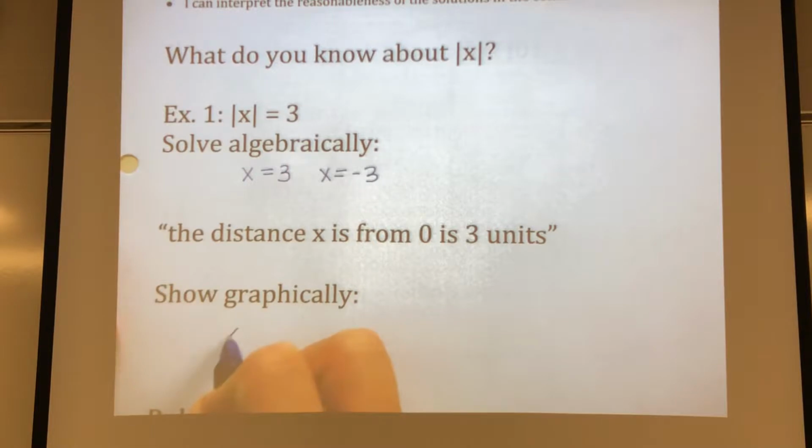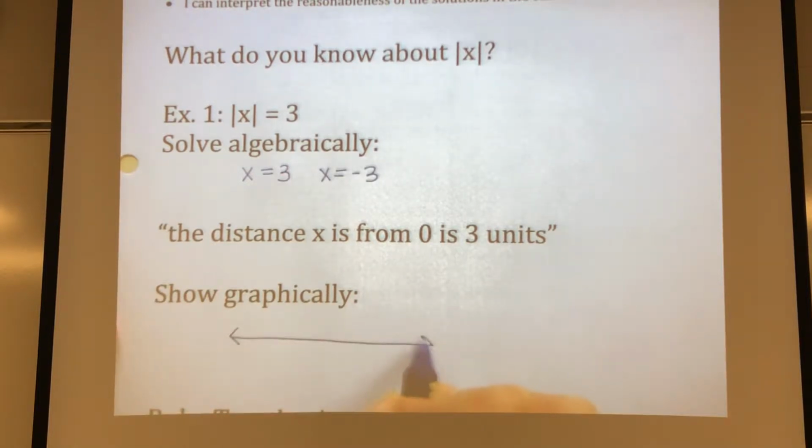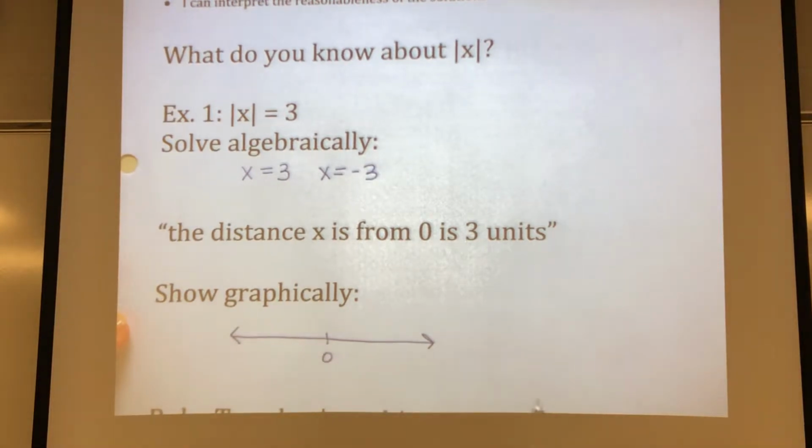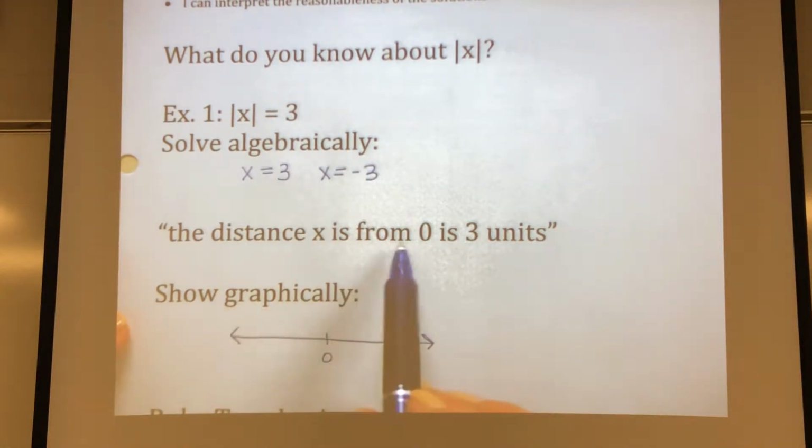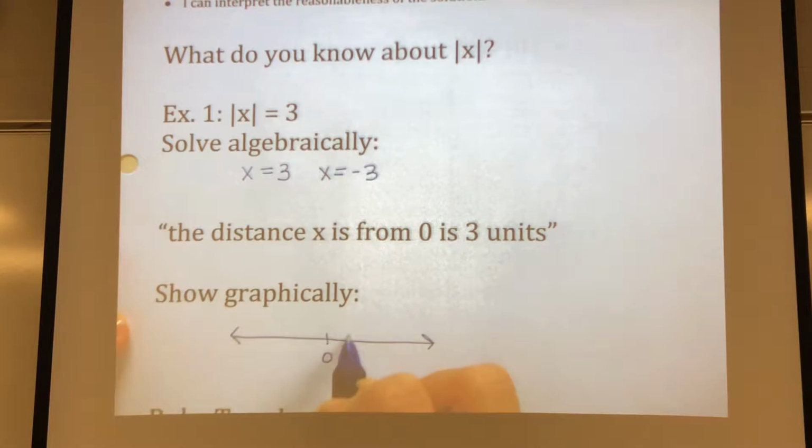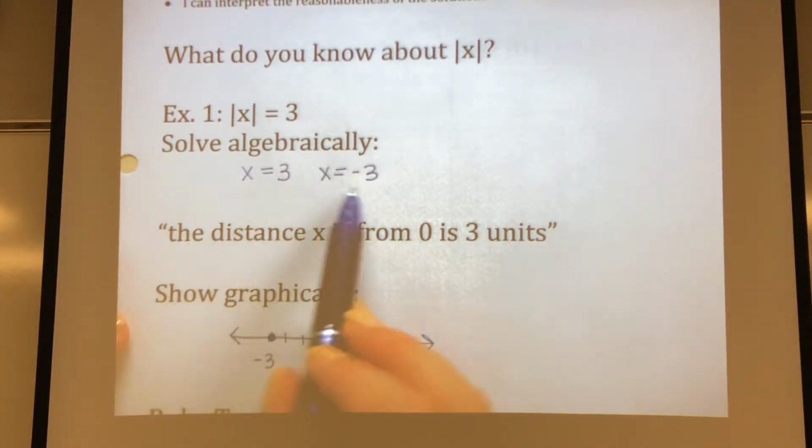Sometimes it's a little bit easier to see on a graph. So we have our center of 0 here, and it's telling us that x is 3 units away from that. So 1, 2, 3 to the right, and 1, 2, 3 to the left. So that statement, absolute value of x equals 3, is telling us to start at 0 as our center, move 3 to the right, 3 to the left. And that's how we come up with these two answers up here.